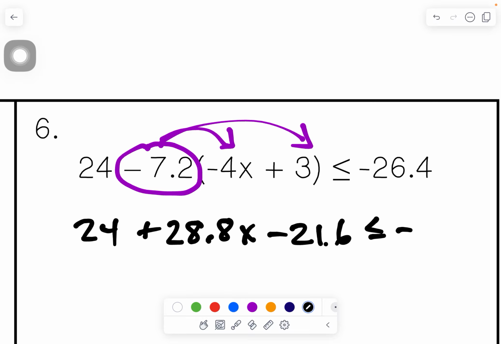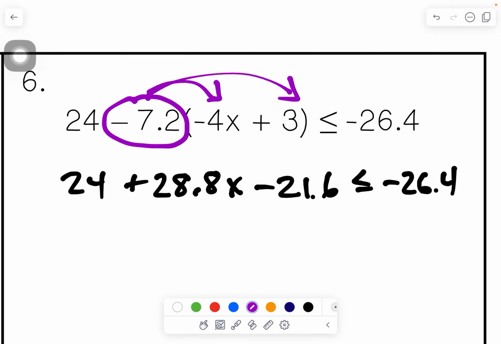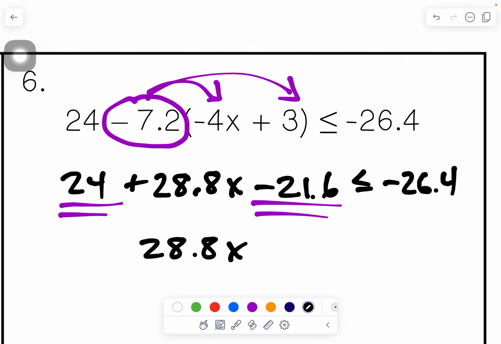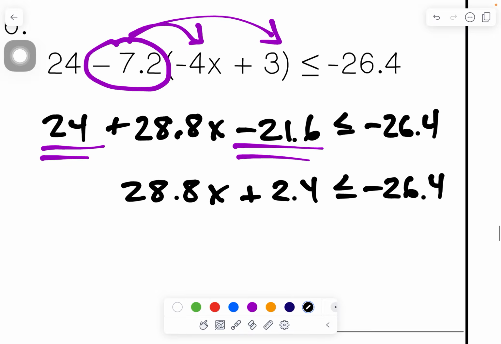Less than or equal to negative 26.4. All right, so before I move on, I want to combine any like terms that I might have. It looks like I have the 24 and the minus 21.6. When I take 24 and combine it with a negative 21.6, I end up getting 2.4. I didn't do anything to the 28.8, so that comes down: 28.8x plus 2.4, less than or equal to negative 26.4. All right, so get rid of addition and subtraction next.